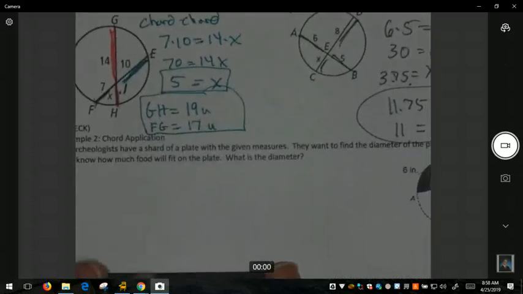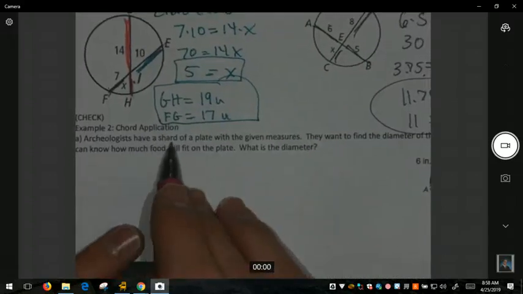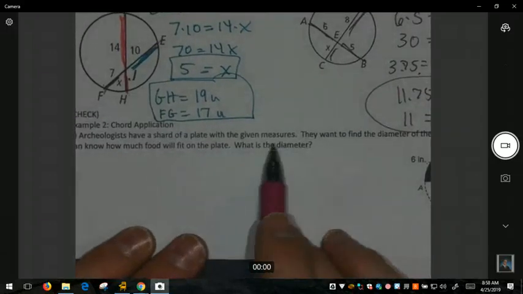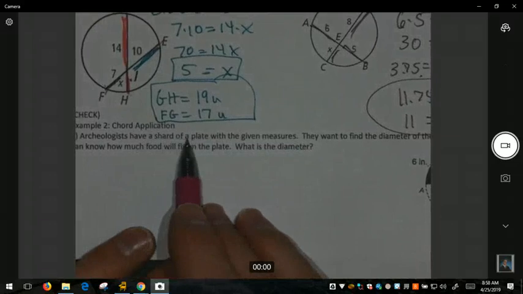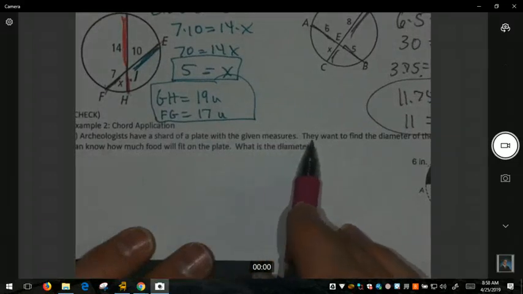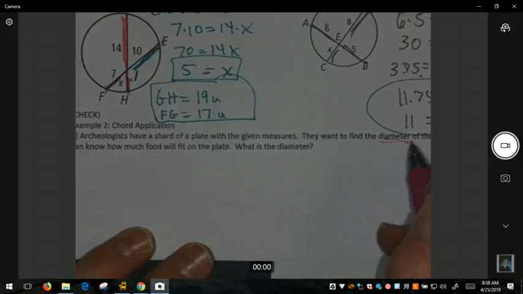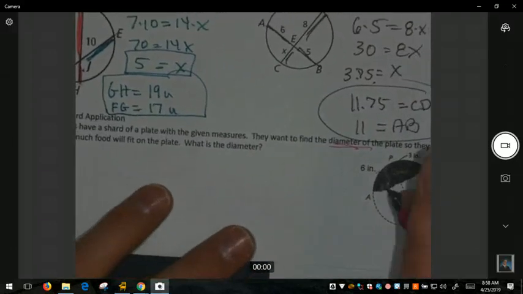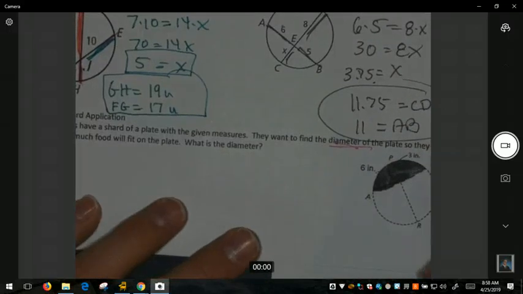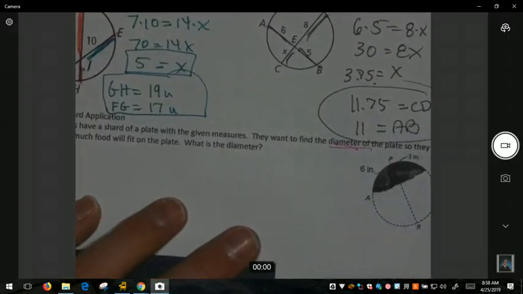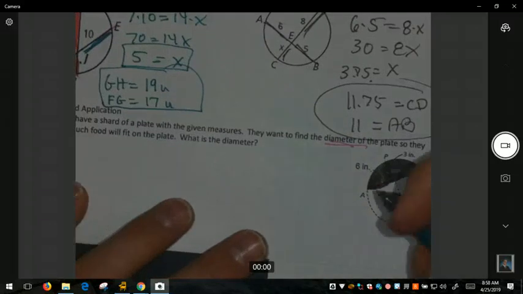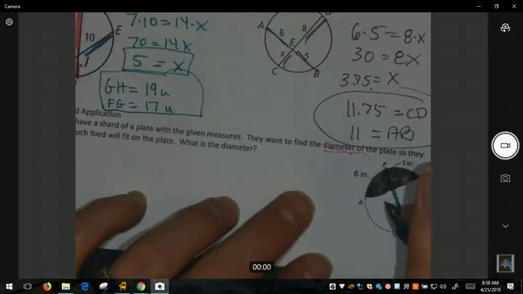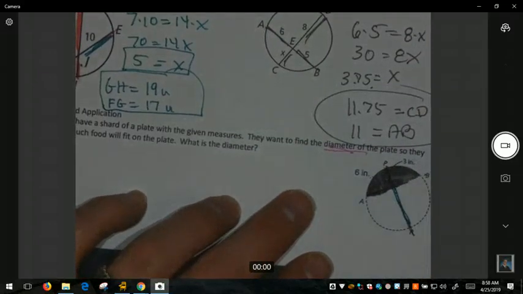In this next problem, it's an application problem, and it actually draws on a previous theorem as well. Archaeologists have a shard of a plate with given measurements. They want to find the diameter of the plate so they can know how much food will fit on the plate. What is the diameter? They've told me that this is 6 and that this is 3. Well, there's a couple ways to solve this, but we want this to be a diameter. If that's going to be a diameter, that makes AB a chord.